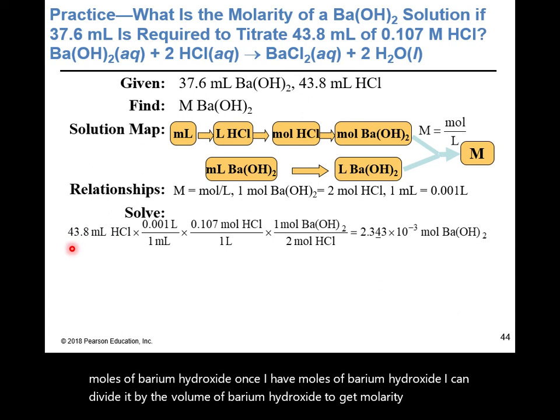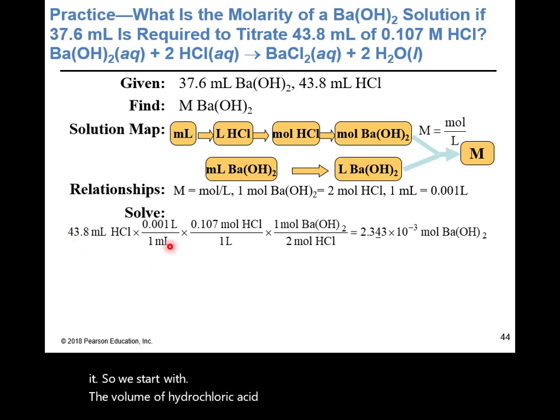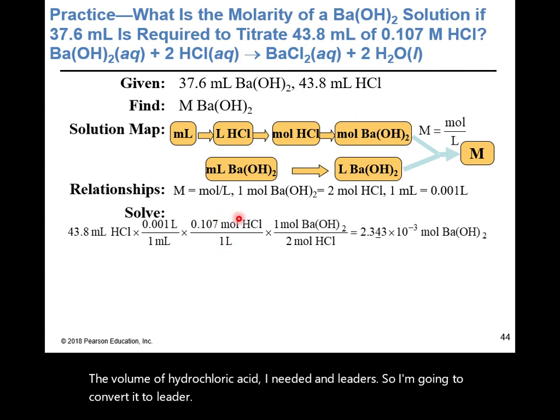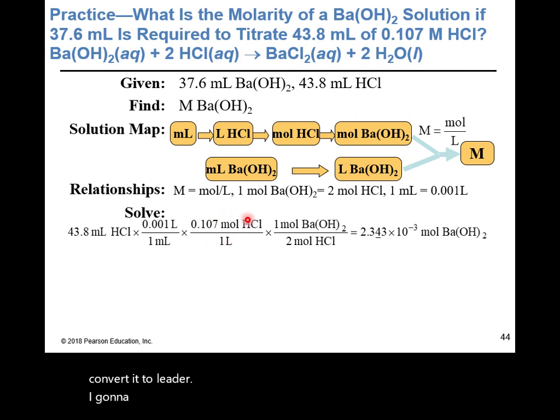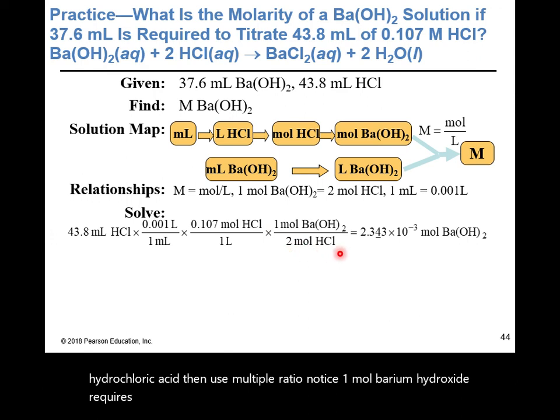So we start with the volume of hydrochloric acid. I need it in liters, so I'm going to convert it to liters. Then I'm going to use the molarity of hydrochloric acid to convert to moles of hydrochloric acid, then use the mole to mole ratio. Notice 1 mole of barium hydroxide requires 2 moles of hydrochloric acid.